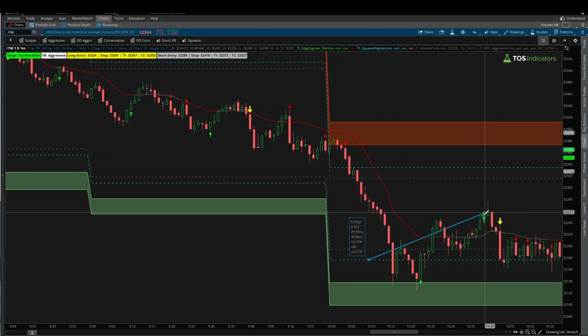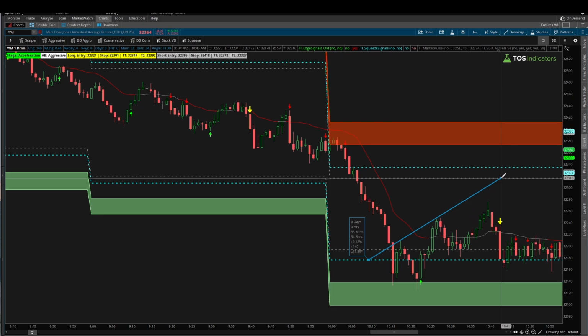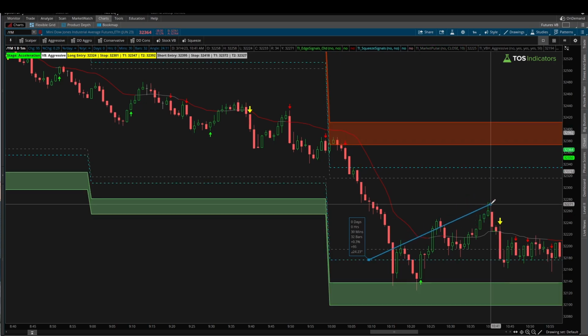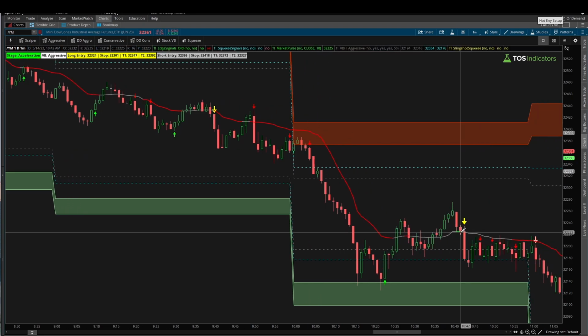And one more time, we get the move to our target, fall short of target number 2, but we do hit T1 with little heat involved on this particular trade as well. Now, once we hit T1, we can see that the market pulse also starts to change color for just a little bit there. We go to a green market pulse.